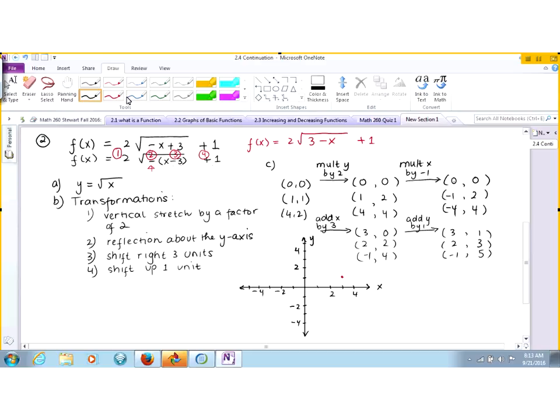So 2, 3. 3, 1. 2, 3. It's right here. And then negative 1, 5 is right here. All right. Okay. So this is 3, 1, 2, 3, negative 1, oh, actually it's right here, right? 5, not 4. So how does my function look?